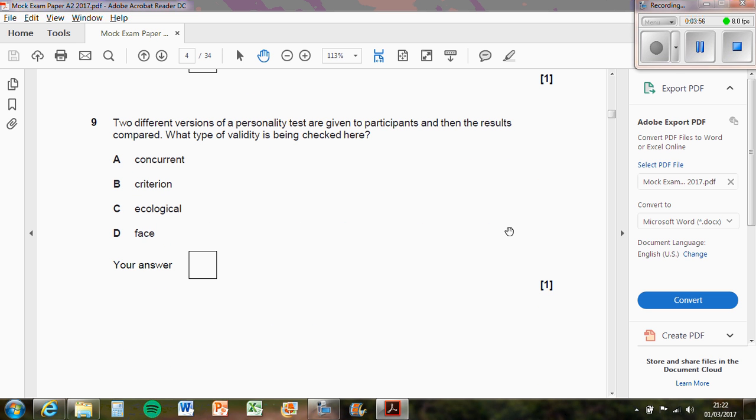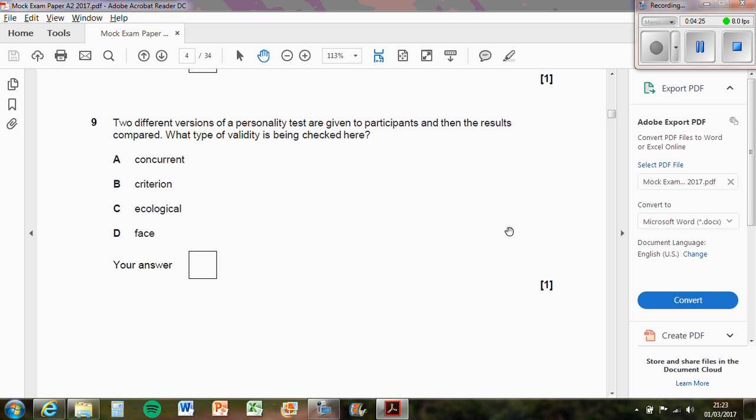Number 9, 2 different versions of a personality test are given to participants and then the results compared. What type of validity is being checked here? This is concurrent, because concurrent validity is about, if you think about Baron Cohen, they already had a validated test of Hap Strange Stories and they looked at the eyes test with it. So if the eyes task got a score that was similar to Hap Strange Stories, and we know Hap Strange Stories measures theory of mind, then the eyes task must also measure theory of mind.